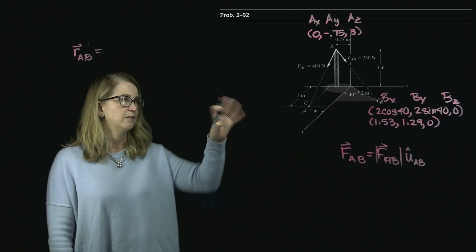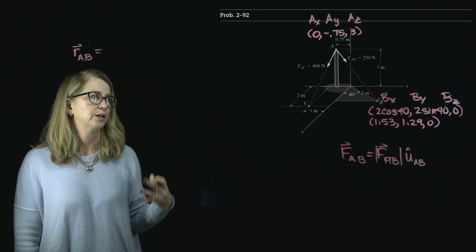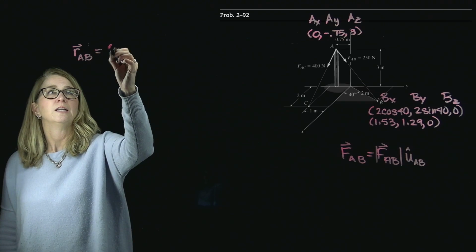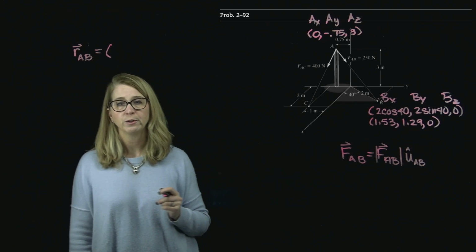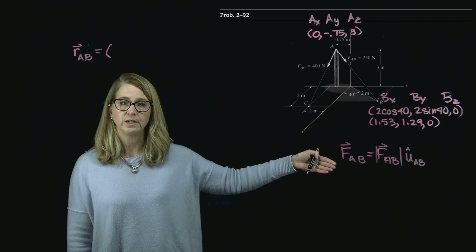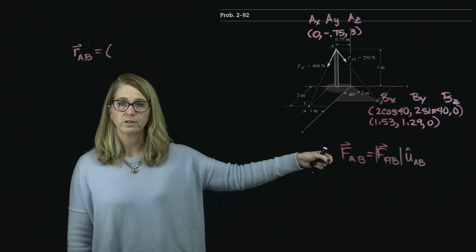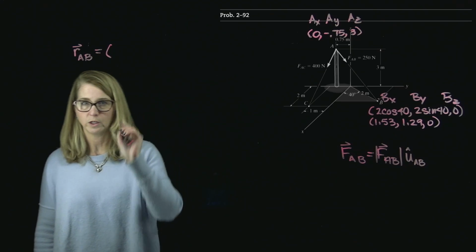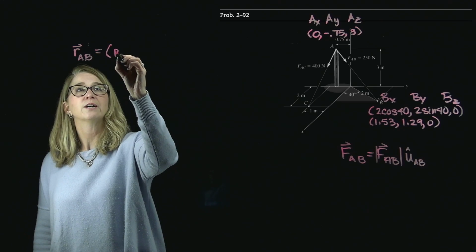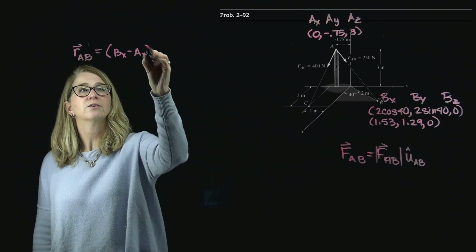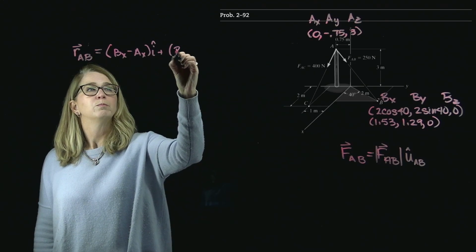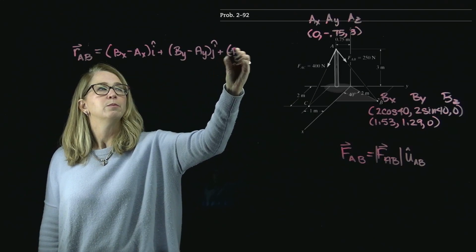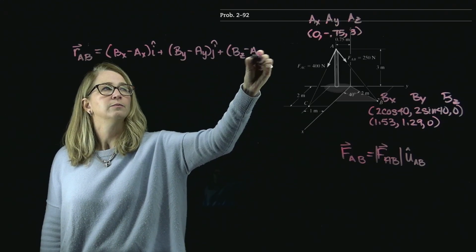Maybe you're smart enough to not have to do that step, but I just find it's really nice to have those written down for me, so I always make sure that I'm doing the right thing. Now, remember that when we write a position vector, we always start at A and it's pointing to B, so we always do the B coordinates minus the A coordinates for the way that we want to write this position vector. So the x component is going to be bx minus ax. The y component is going to be by minus ay. And the z component is going to be bz minus az.